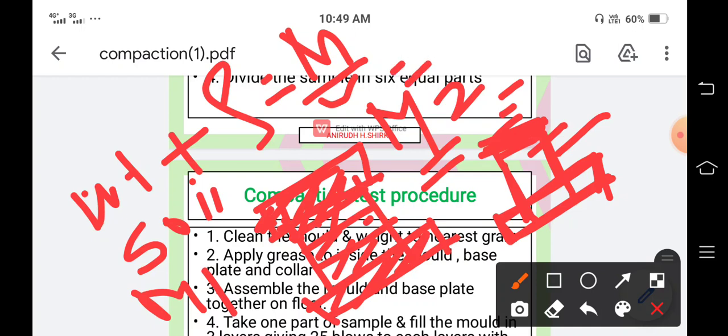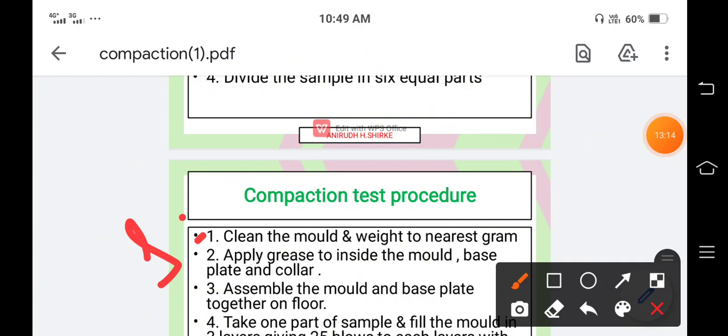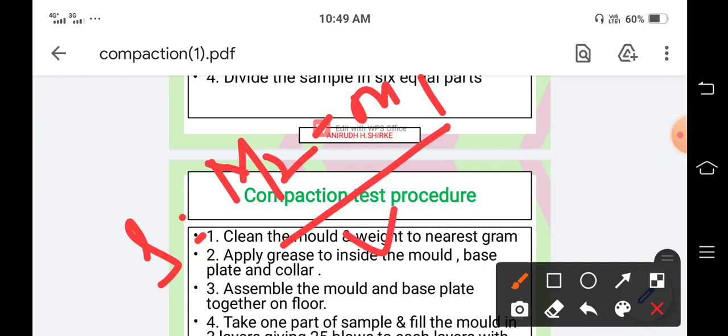That is M2, that is rho equal to M2 minus M1 upon V, where this M2 is the weight of the soil plus mold, and M1 is the weight of the empty mold. So after subtracting, what do you get? Only the weight of the soil, divided by volume. Now how will you calculate this volume?